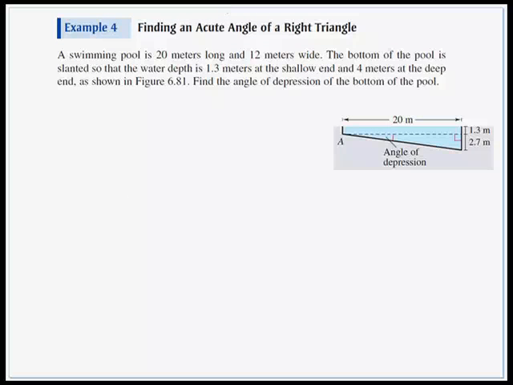Example 4. In the first few, we were finding the length of a missing side. Here we're looking for a missing angle. A swimming pool, 20 meters long, 12 meters wide, which isn't relevant to the problem. The bottom of the pool is slanted, so the water depth is 1.3 meters at the shallow end and 4 meters at the deep end. So this overall length is 4. If we subtract the shallow 1.3 from 4, we get the depth here of the deeper end is 2.7, after we take into account that 1.3.